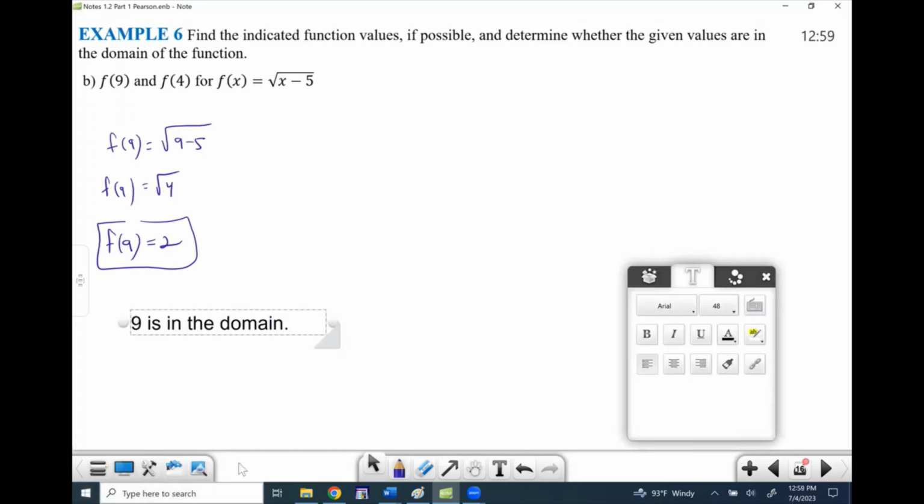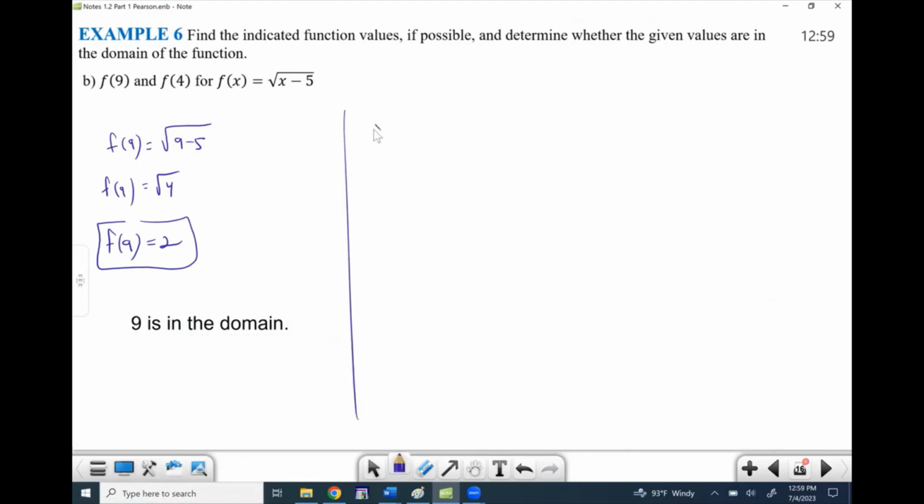All right, let's go over here and try the other value of 4. F of 4, so we're going to substitute 4 in for x. And that gives us a negative under the square root, which means that this is imaginary. So f of 4 does not exist. And so the conclusion here is that 4 is not in the domain.